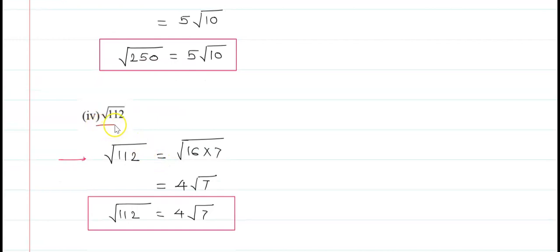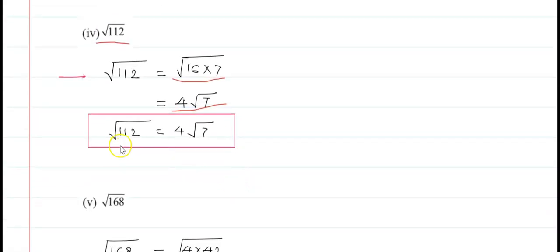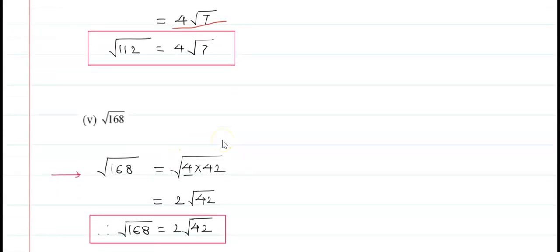Now next is the root of 112. It can be written as 16 into 7. But what is the square root of 16? It is 4. So it's 4 root of 7. Therefore, root of 112 is equal to 4 root of 7.